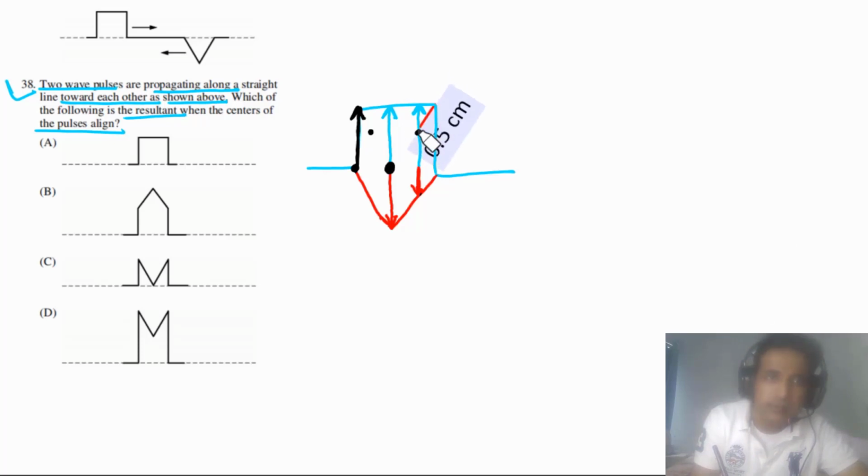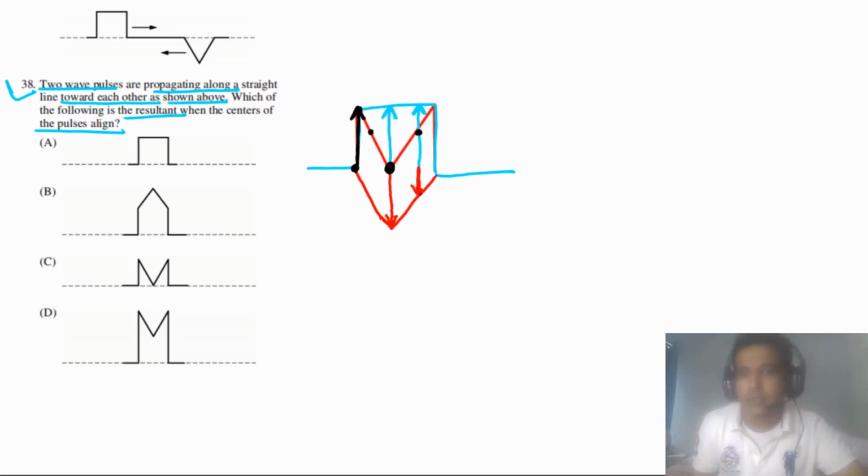So we have displacement here, so it will look like this, and at this point also displacement is positive. At this point also displacement is positive. Simply you need to add these arrows, and here it will come to this point. So this is the resultant. So the red one is the resultant.